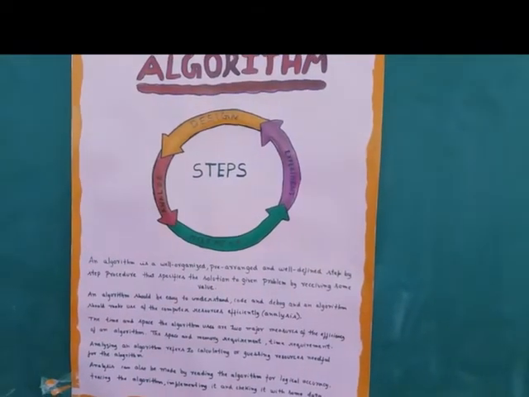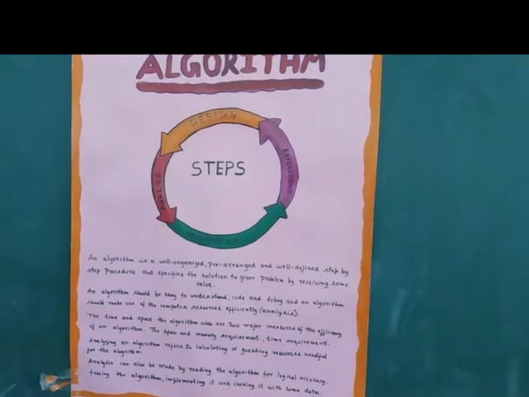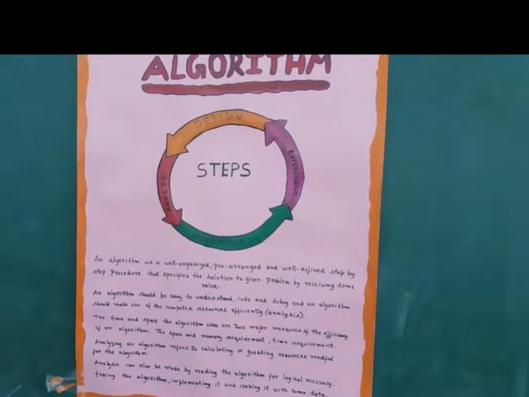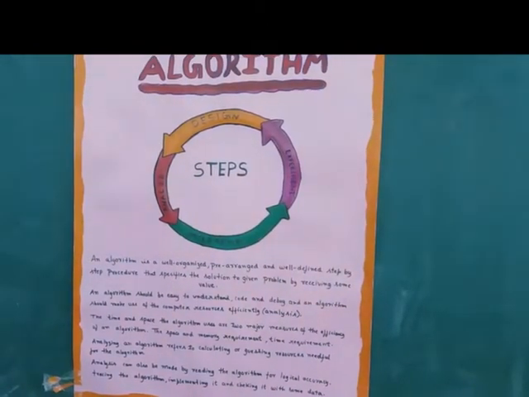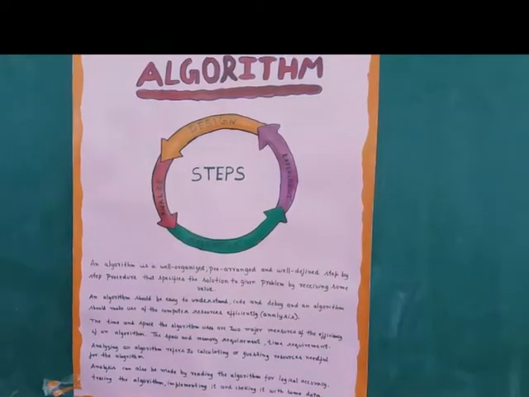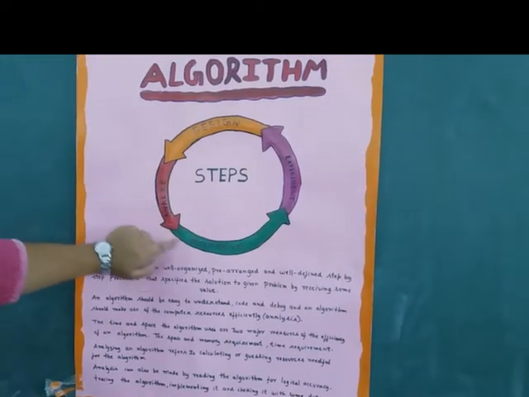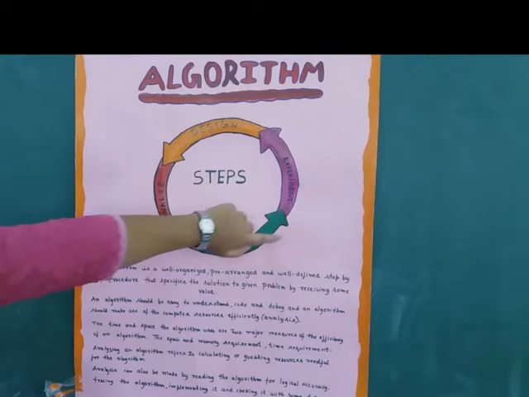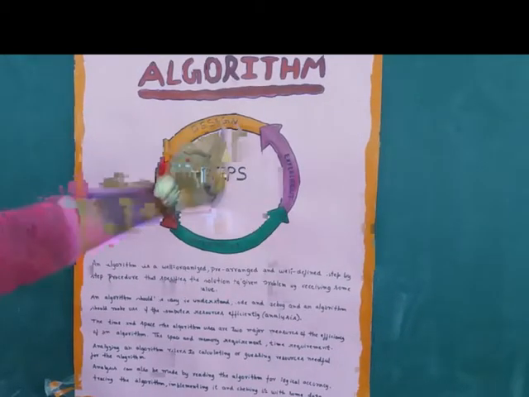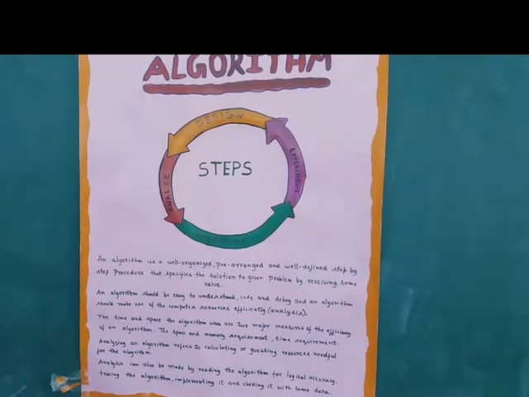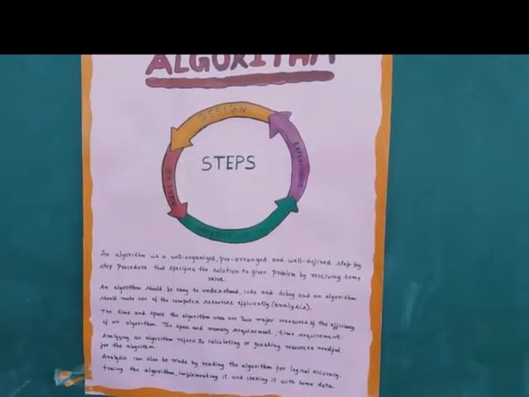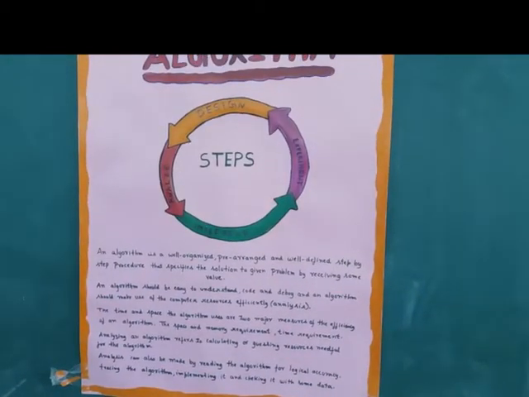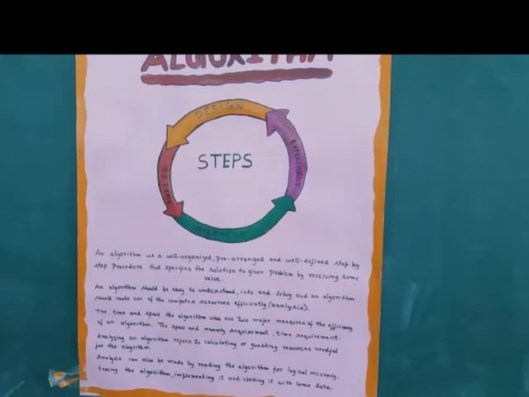An algorithm is a well-organized, pre-arranged and well-defined step-by-step procedure that specifies a solution to a given problem by receiving some values. First, there is the analysis part. The problem is analyzed, then it is implemented, and the experiment is carried out over the algorithm, and finally the design part. An algorithm should be easy to understand, code and debug. If the algorithm steps and procedures are easy, then the programmer can code and debug it easily.